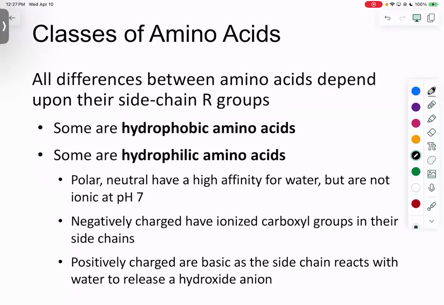So anything that's different from amino acid to amino acid can always be attributed to the R group. So what we're going to see when we look at the structure of the R group is that some R groups make the amino acid hydrophobic, some R groups make their amino acids hydrophilic, right? So sometimes they're water hating and sometimes they're water loving. So if you're polar, are you going to be hydrophobic or hydrophilic? Hydrophilic.